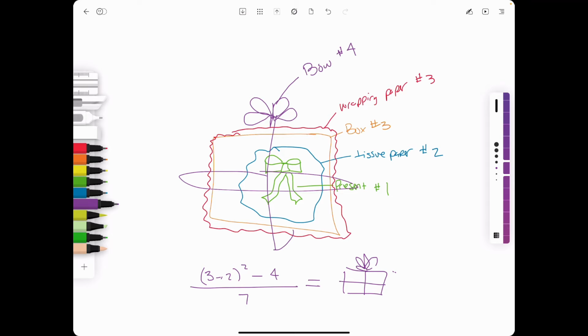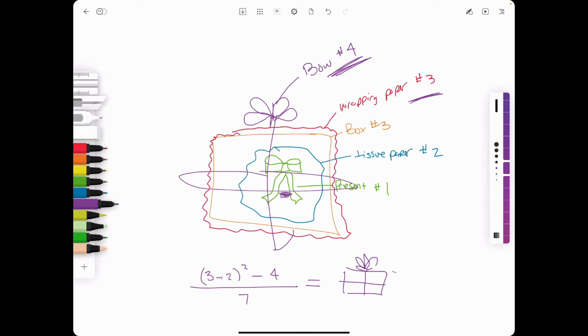You get that gift. You want to find out what's inside, right? What's the first thing you have to undo? The ribbon. The ribbon, right. You have to undo what I did last. Then what do you have to undo? Second to last. The wrapping paper, right?